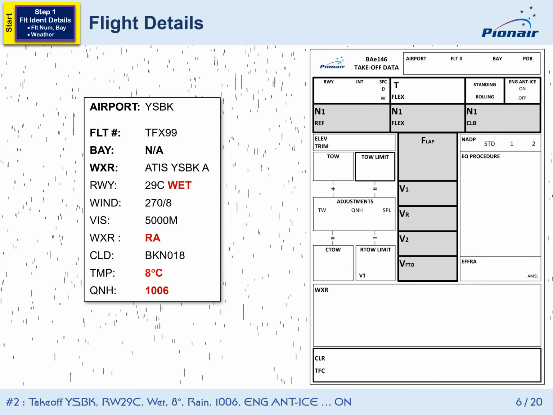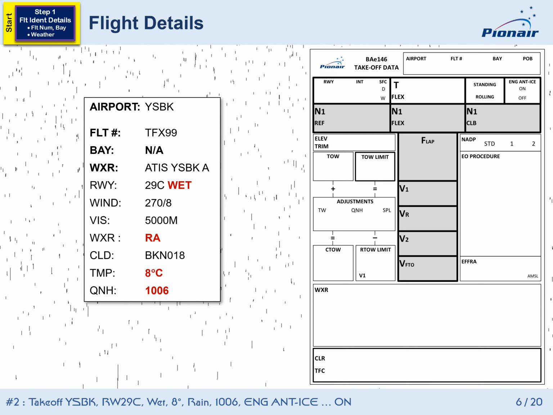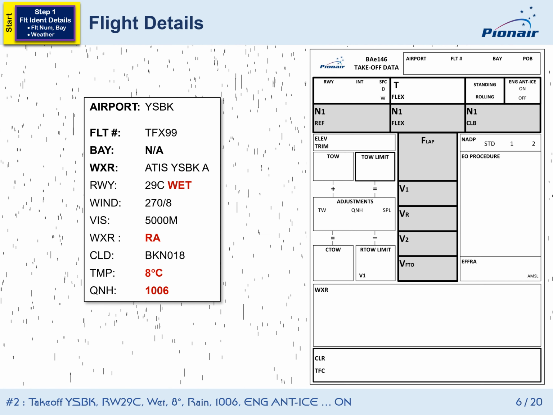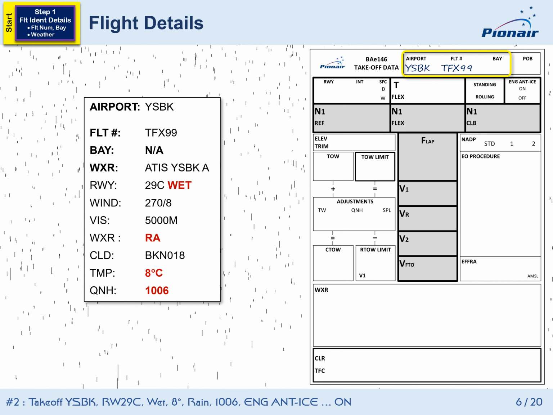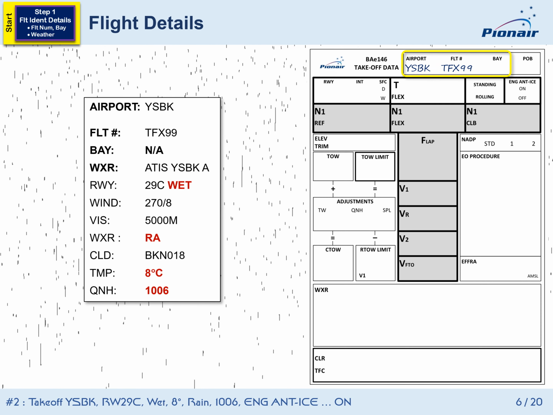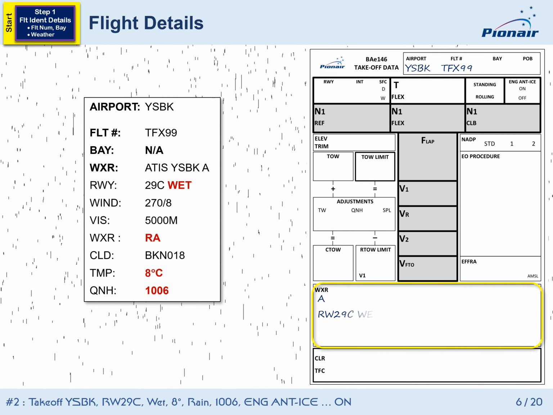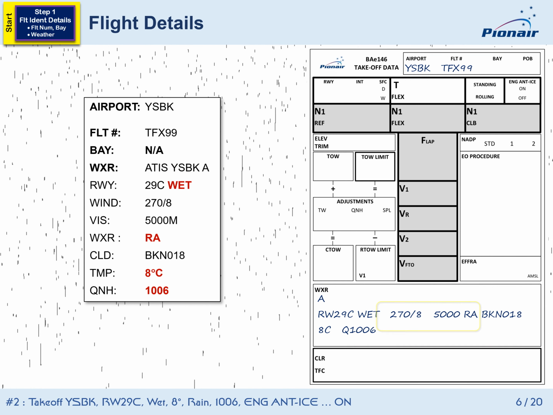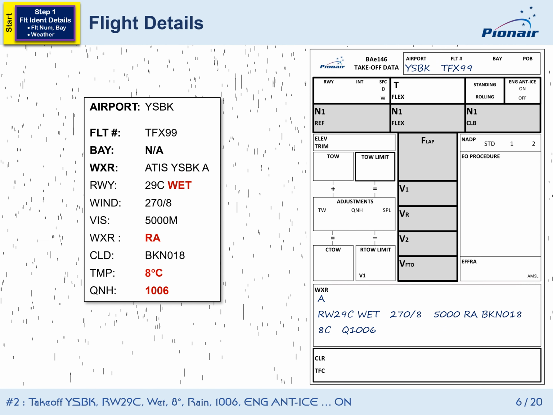Step 1 is the flight identifying details and the weather. So first of all, let's head to the top of the card with the airport and the flight number. If we had a BAe, we'd stick that in there too. Moving on, let's put the pertinent weather from the ATIS into the weather box on the card. Based on the ATIS, we'll stick the runway in as 29 centre full length.